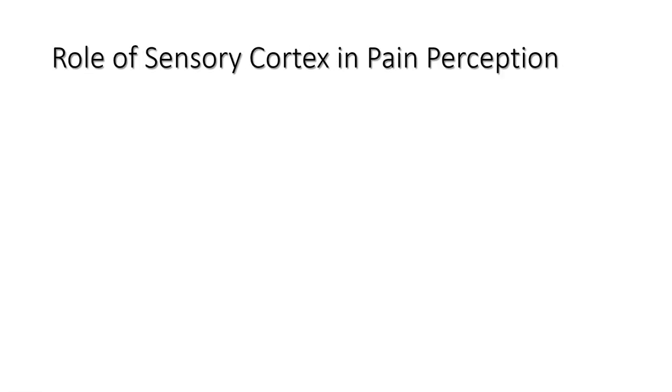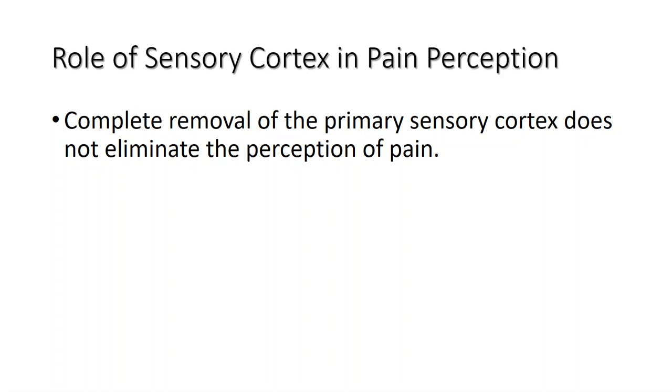The role of primary somatosensory cortex in pain perception is not entirely clear. Complete removal of the primary sensory cortex does not eliminate the perception of pain. Such lesions do, however, interfere with the ability to interpret the quality of the pain and to determine its precise location. Therefore, it is likely that pain impulses entering the brainstem reticular formation, the thalamus, and other lower brain centers have an important role in conscious perception of pain.